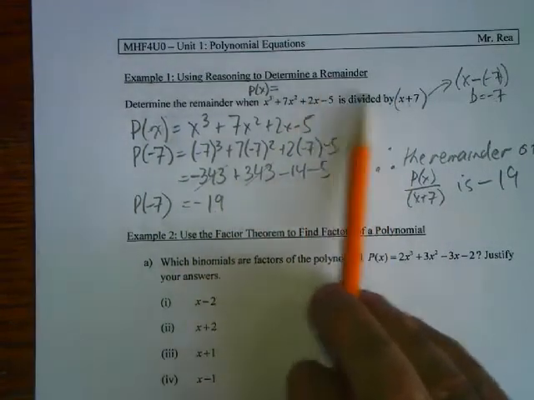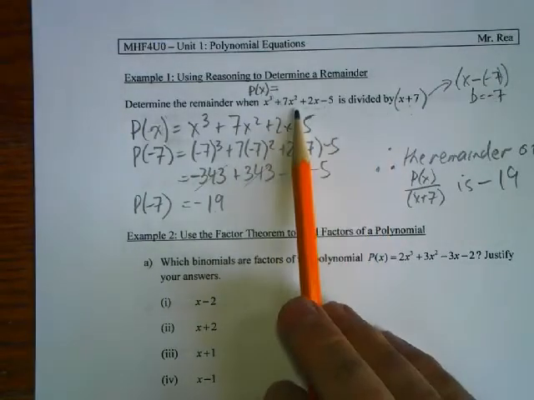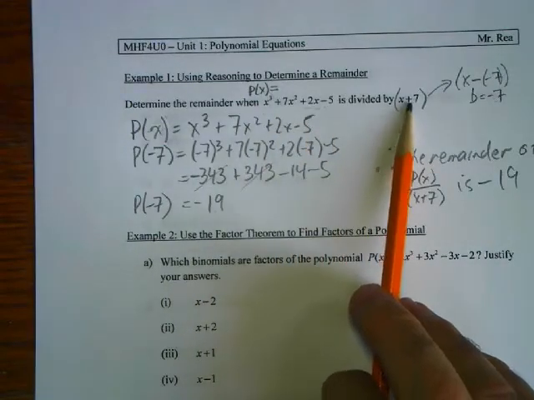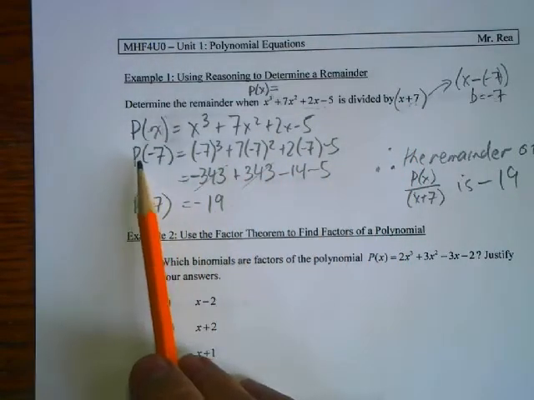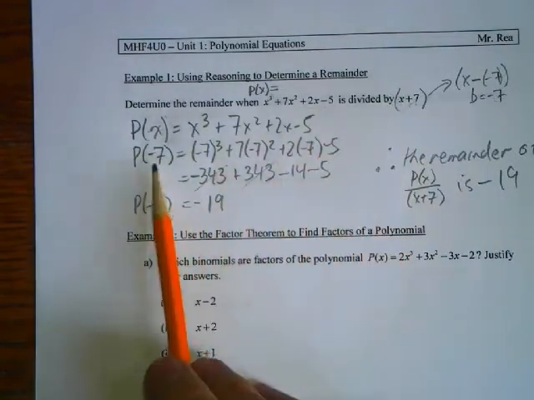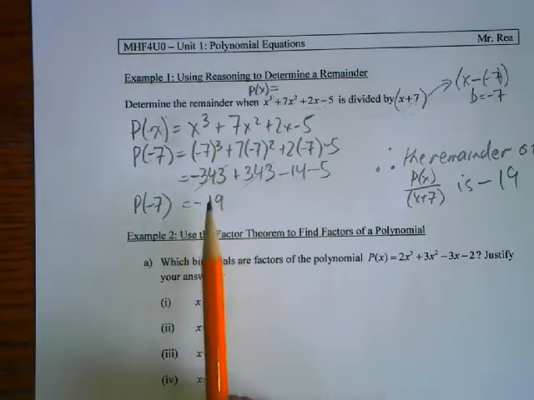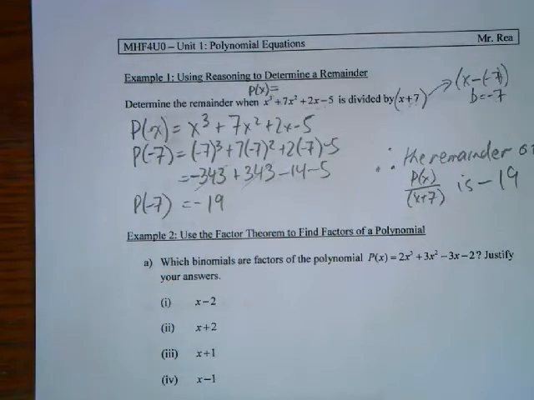If I wanted to find the remainder when p of x is divided by, say, x minus 10, I would calculate the value of p of 10. So I'd plug in 10, and whatever value I get here would be the remainder of that division. So it's just changing the value you're testing for.